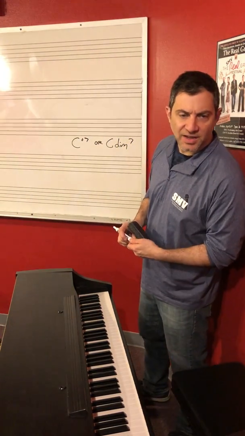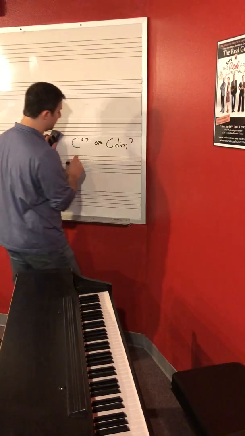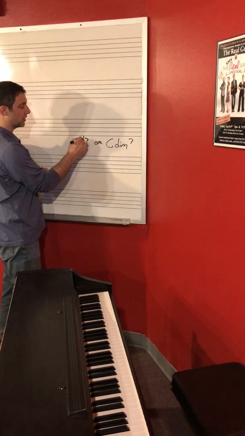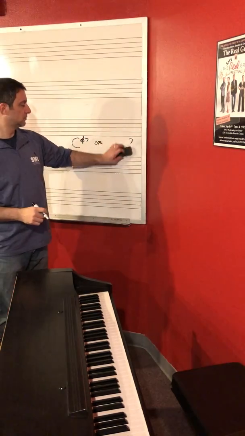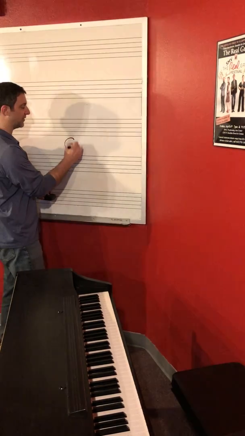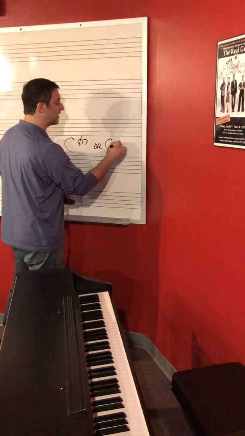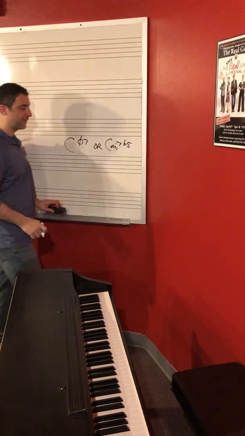We've got, besides that, a half diminished, and again, that can either be that symbol, so it's the circle with the line through it. You write that even a little better. Or C minor 7, flat 5.